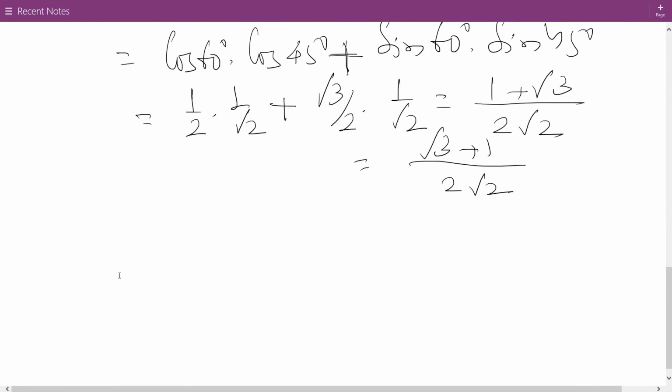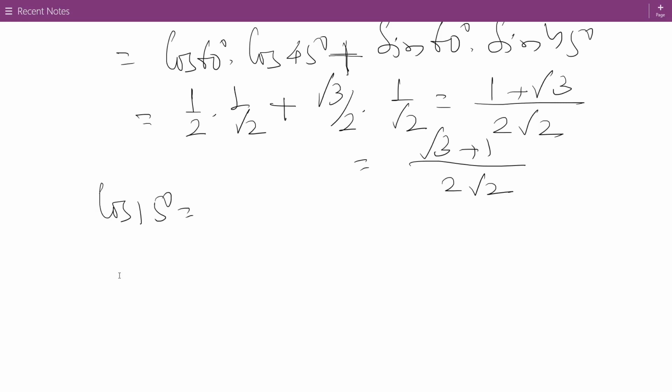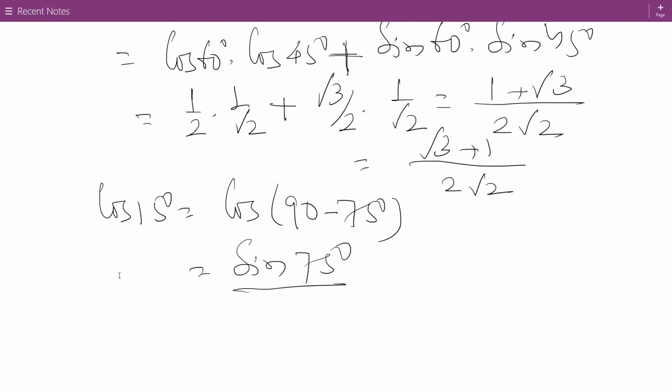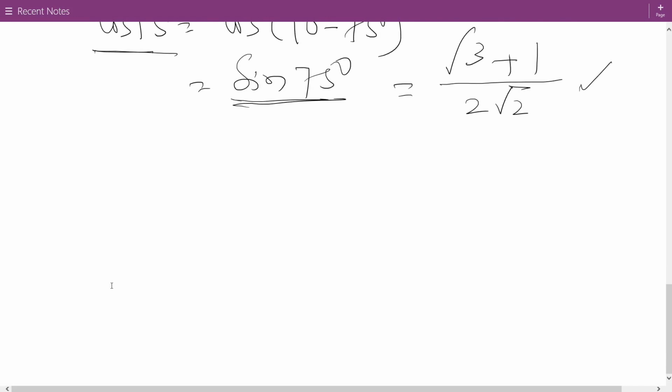Again you observe cos 15. What is the value of cos 15? You write in this way, cos 90 minus 75, cos 90 minus theta, sin theta. That means the value of cos 15 and sin 75 are equal. Already you calculated the value of sin 75, also cos 15, that is root 3 plus 1 by 2 root 2. Now we explain from this expression according to some other form.